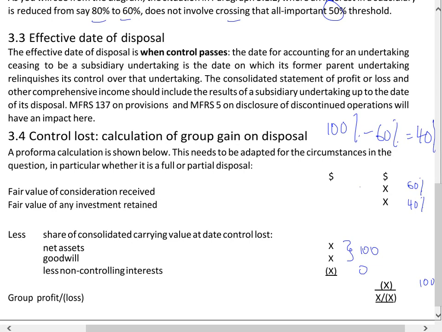Percent is 440. What is the fair value of this? 200. Is it given? Yes, given. What is the net asset? There's no goodwill because I buy at the date of incorporation, no goodwill. So what's the net asset at the date when I lose control? When the control is lost.